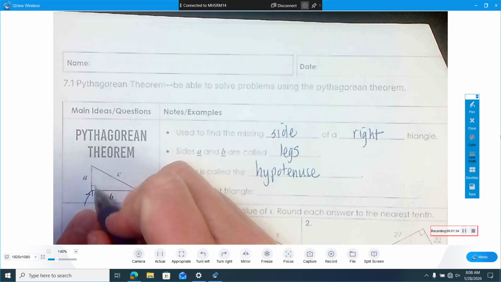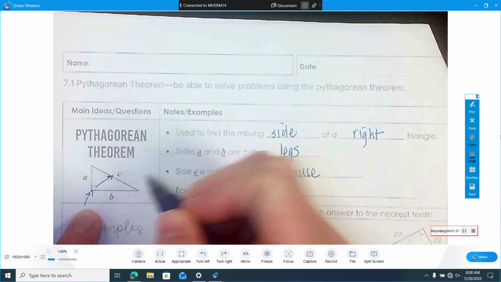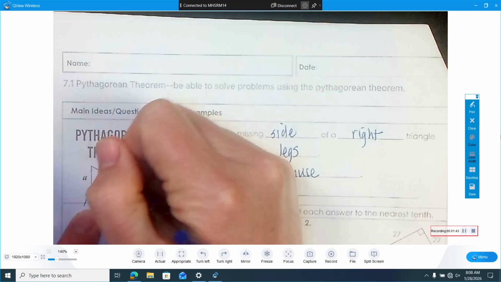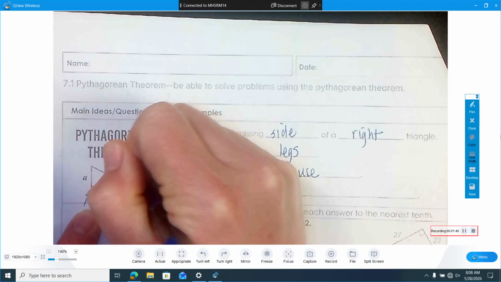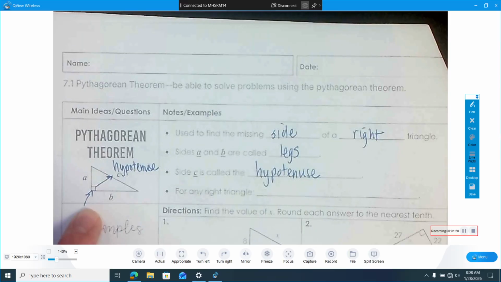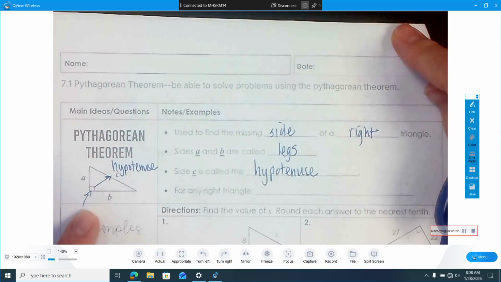Yeah, so wherever the right angle is, it's opposite that right angle. So it's the side opposite the right angle. And that's really, really important. And this is the most important thing. So you always want to make sure that you identify the hypotenuse.